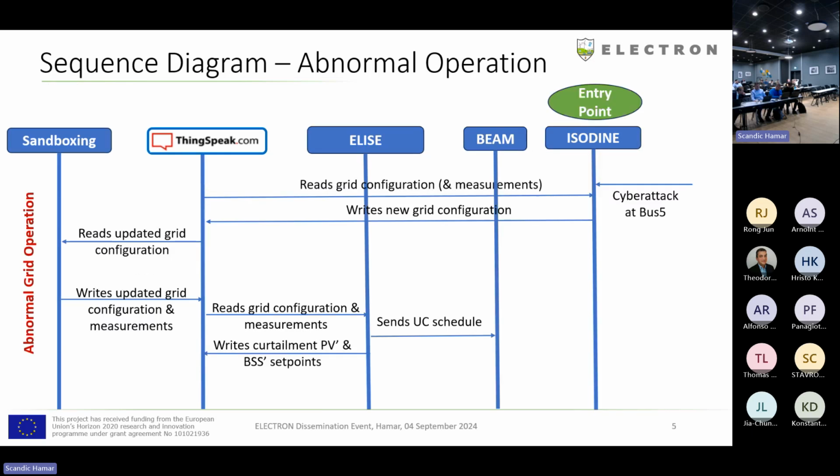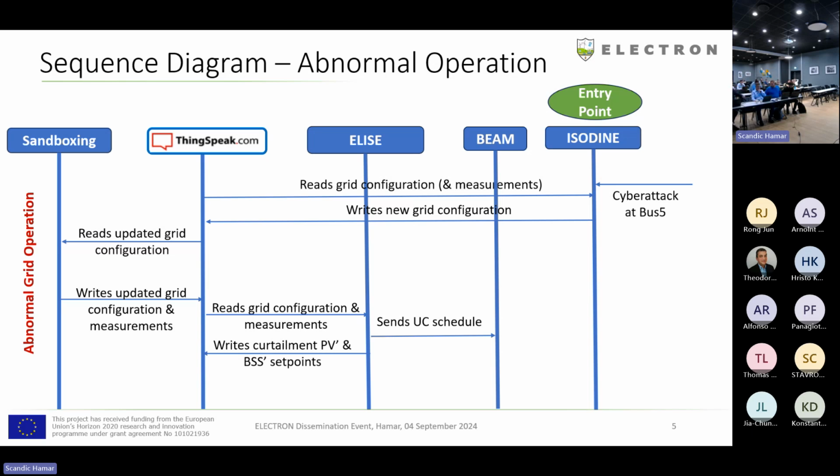Then the second phase is the abnormal operation, where we actually have a cyber attack, and we identify a cyber attack at bus 5 in this current example. Isodine reads the grid forming and provides a new grid configuration. So in a sense, it suggests some changes in the grid configuration in order to minimize the effect of the cyber attack on the microgrid.